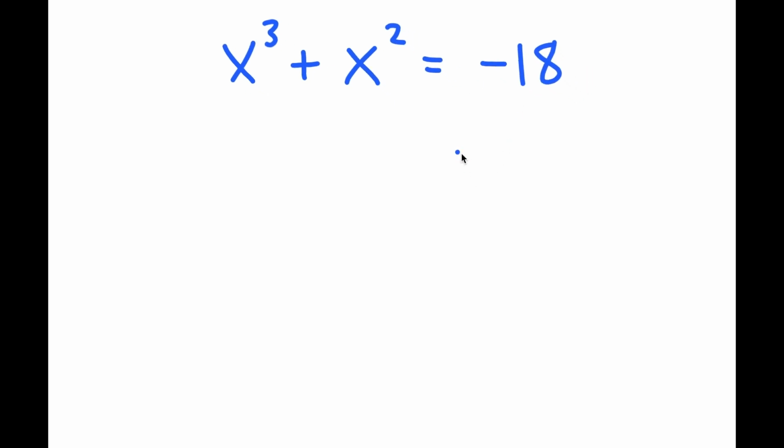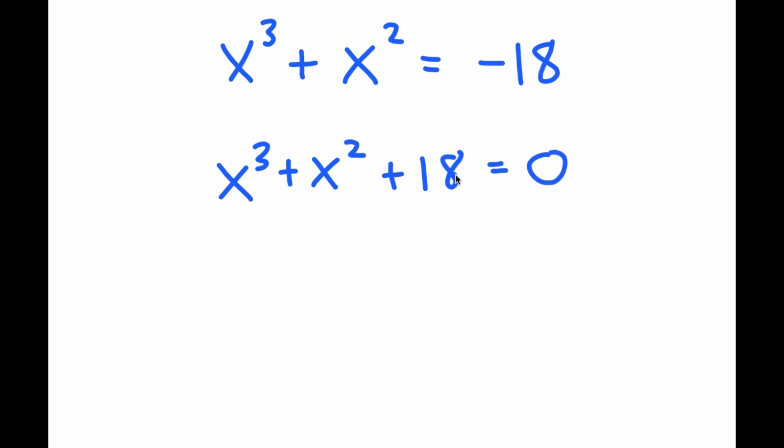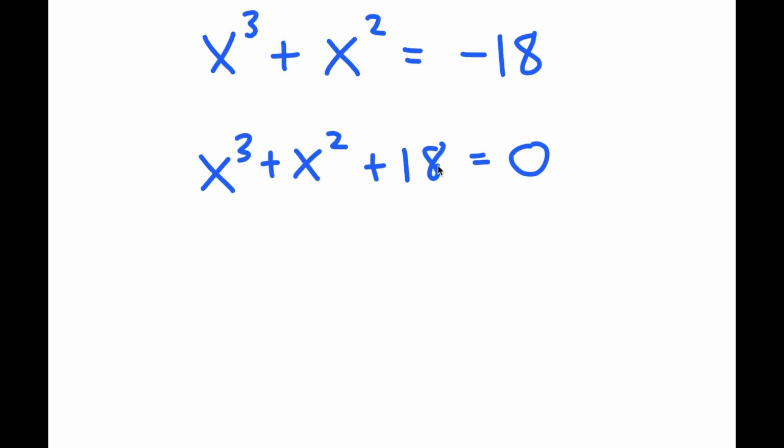Alright, so I have x to the power of 3 plus x to the power of 2 is equal to negative 18. So to solve this, I'm going to add 18 on both sides, so I get x to the power of 3 plus x to the power of 2 plus 18 is equal to 0. Now, I need to find every solution for this.